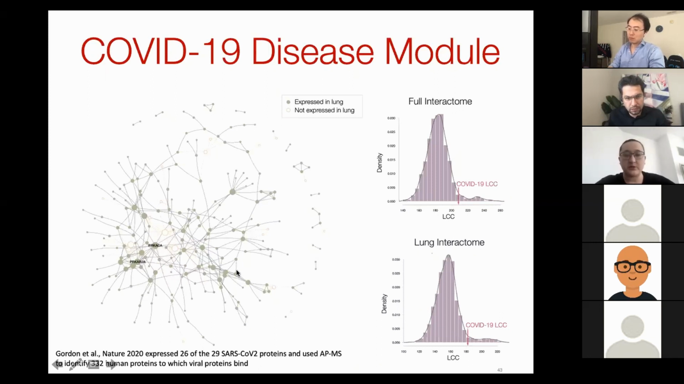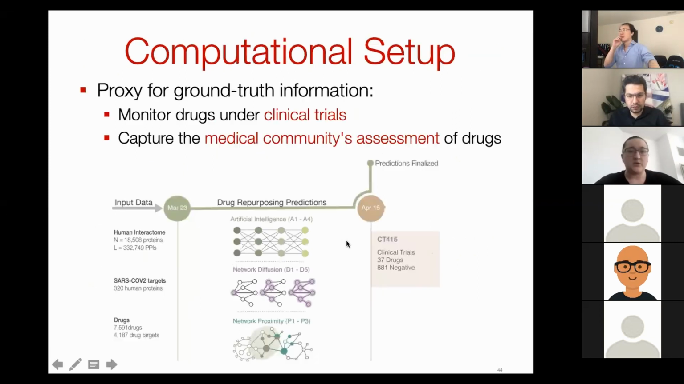This key data came from a UCSF lab, was generated by Nevan Krogan's lab, and is described in the Nature paper published by Gordon et al., a postdoc in Nevan's lab, I think in April or May of this year. So when we had this COVID module, that meant we had a great representation of COVID that is computable for us. We can represent it in the form of a data point that we can then reason about. And so that was great.